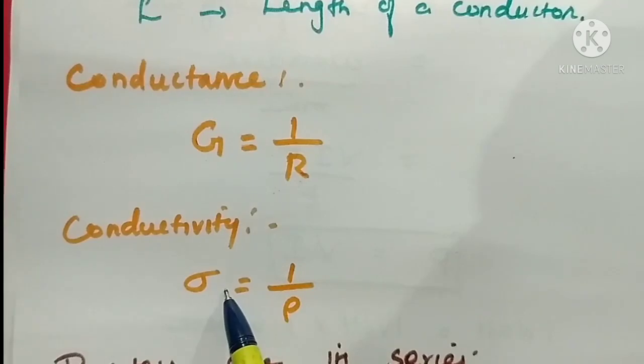The electrical conductivity can be represented simply as sigma. So sigma is equal to 1 by rho. The reciprocal of electrical resistivity is called conductivity. So keep in mind, resistivity is represented as rho. This is the symbol of rho and this is the symbol of sigma. Conductivity is represented as sigma.